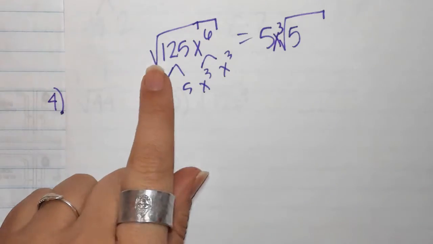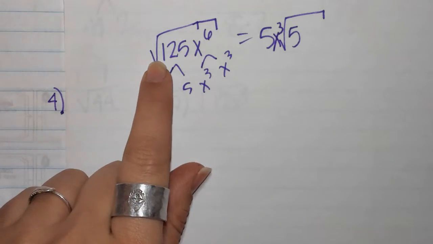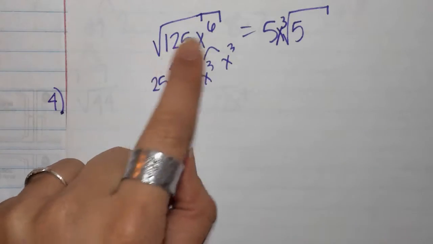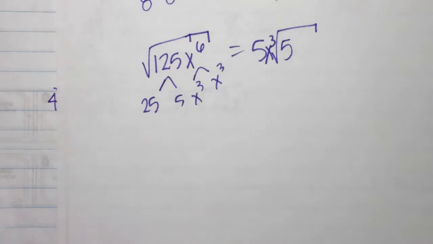Another way you can do it is, what's the index of this? 2. So how many times does 2 go into 6? 3. So you bring it out there.